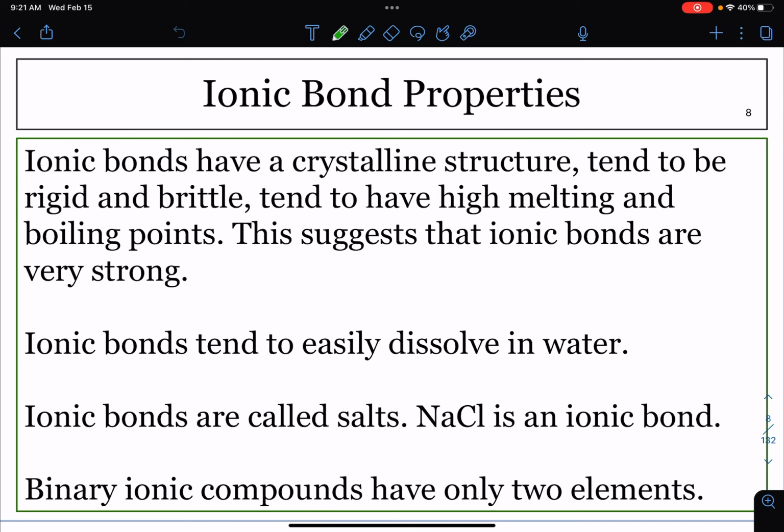We often call the structure of ionic compounds crystalline lattice structures. These bonds are very strong, requiring lots of energy to break, so they tend to have very high melting points and boiling points. For reasons we'll discuss later, ionic bonds easily dissolve in water.